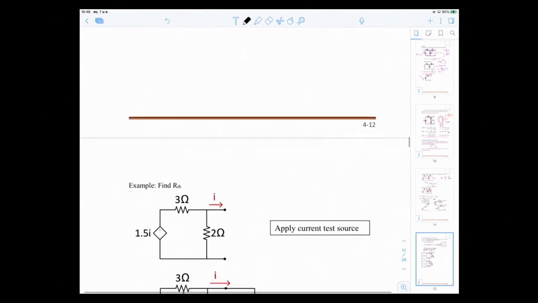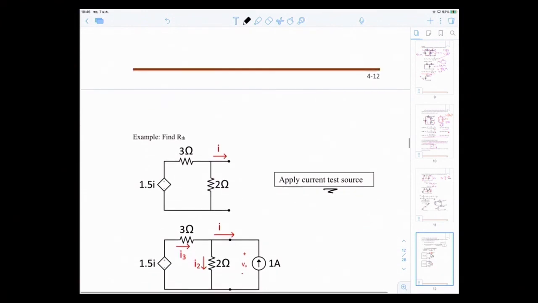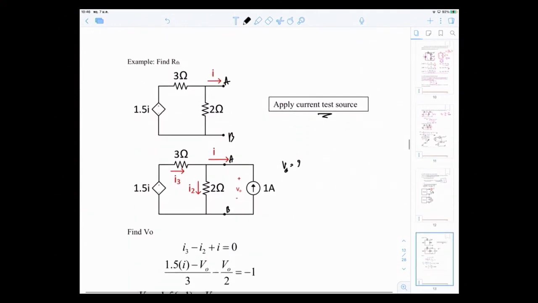So for example, the problem here consists of only a current controlled voltage source. We want to find the so-called VTH and RTH for this. In this case, I'm going to apply a current test source, 1 amp at the terminal. This is AB, the terminal, and then I need to find what V out is.